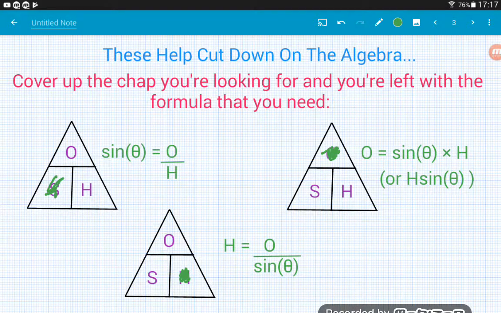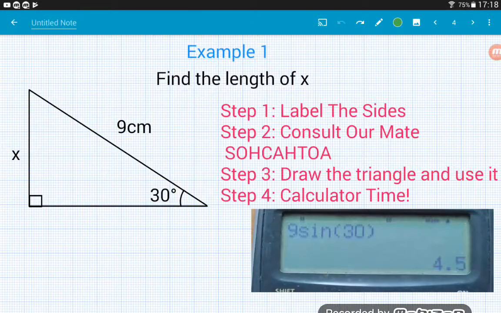And then finally, if we were to be looking for the hypotenuse, we cover over the H, and that would leave us with the hypotenuse is equal to opposite divided by sine of theta. Okay, so that works exactly the same for the other three triangles as well. So let's have a look at how to use them.